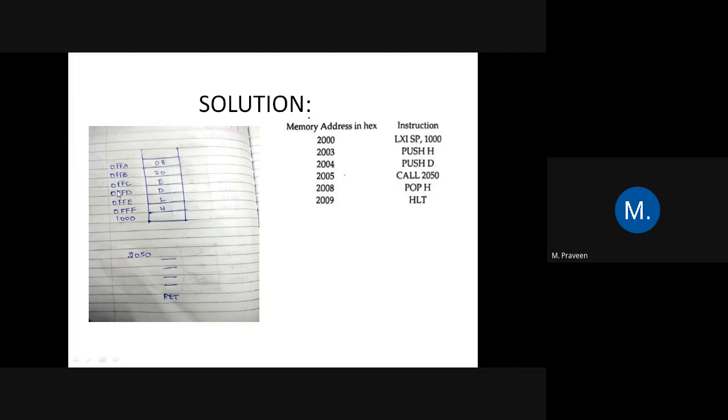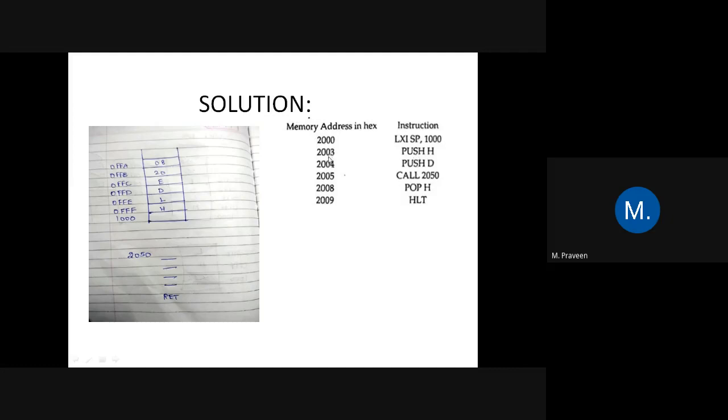So just see the stack here. This is a stack. In the stack, the current address is now 1000. I think everyone knows what a stack is. A stack is nothing but a temporary storage of memory, so we can temporarily store the data in a stack. Then the next instruction is push H.